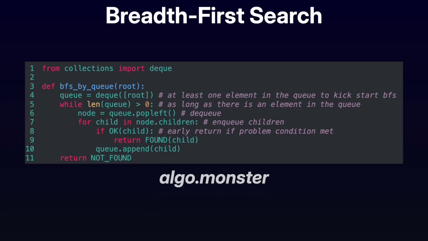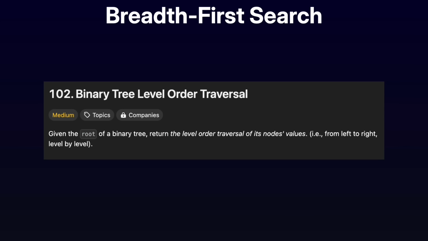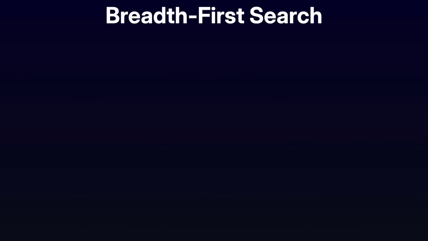Now let's see BFS in action. We're going to use this template to solve a common LeetCode problem, level order traversal of a binary tree. The problem asks us to give all of the levels of the tree at each depth. This means we need to visit the nodes of the tree level by level, starting from the root and moving down, visiting all the nodes at each level before proceeding to the next.